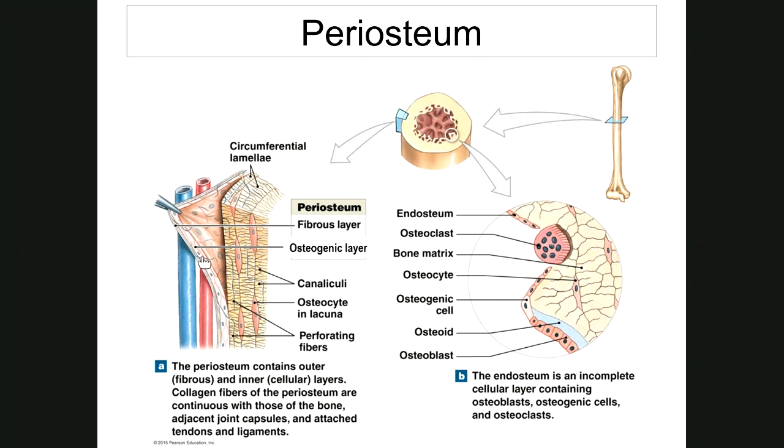Now this periosteum serves as a place for muscle attachment, for tendons. So when a muscle attaches to a bone, it's actually attaching to this periosteum. Not the bone itself, but the covering of the bone, the periosteum.